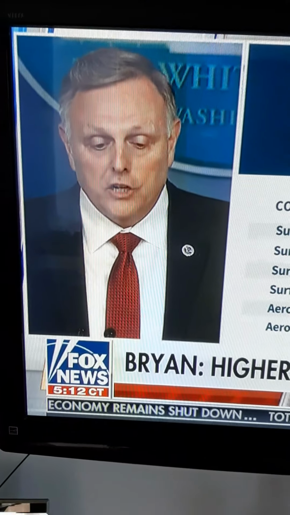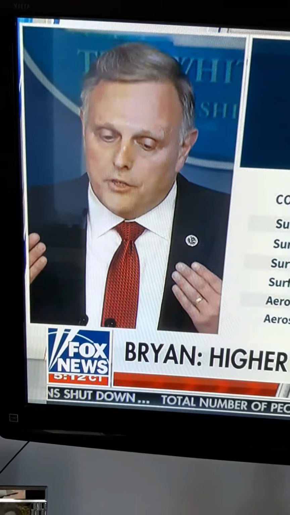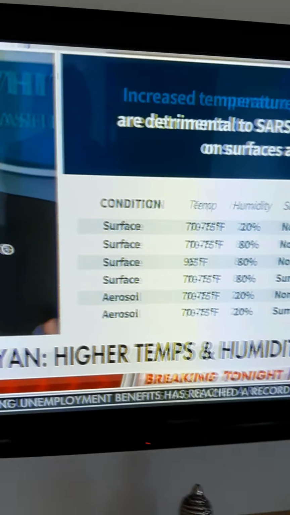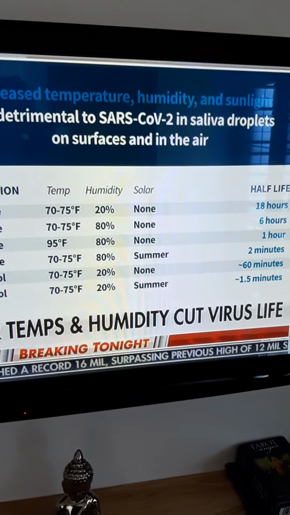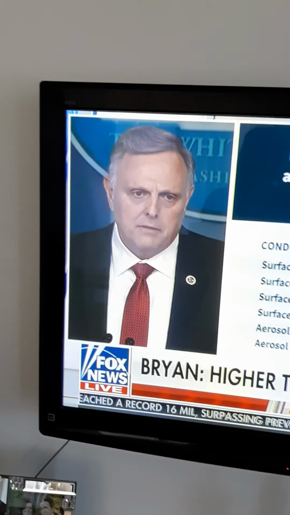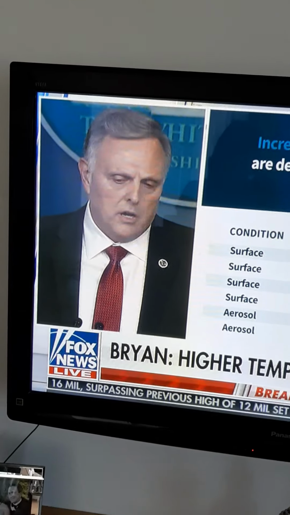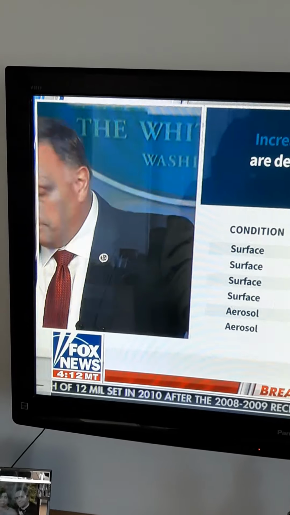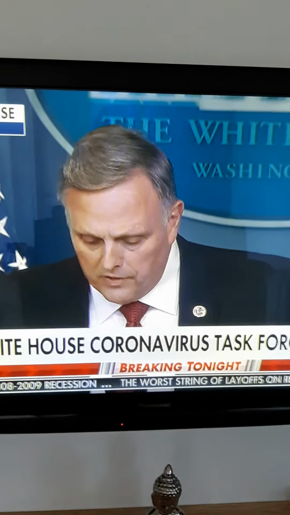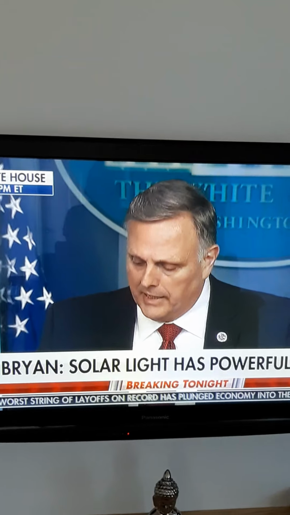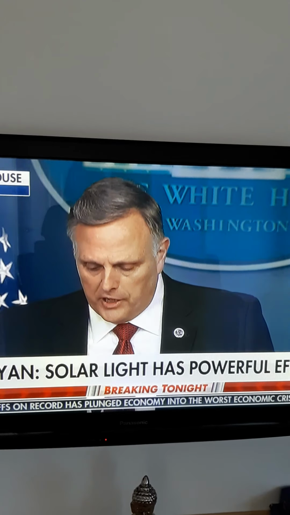And when you look at that chart, look at the aerosol as you breathe it. You put it in a room, 70 to 75 degrees, 20% humidity, low humidity. The half-life is about an hour. But you get outside and it cuts down to 1.5 minutes. Very significant difference when it gets hit with UV rays. Mr. President, while there are many unknown links in the COVID-19 transmission chain, we believe these trends can support practical decision-making to lower the risks associated with the virus.